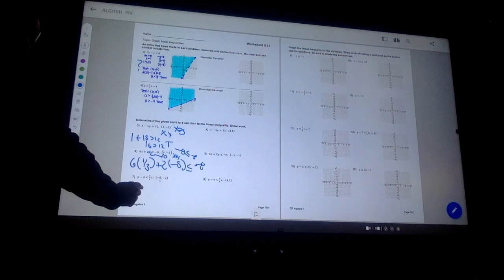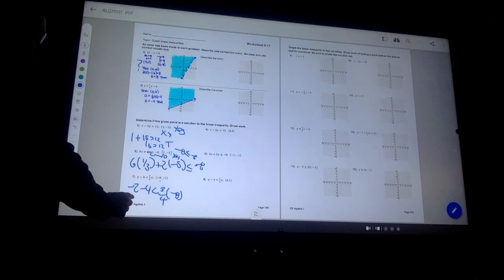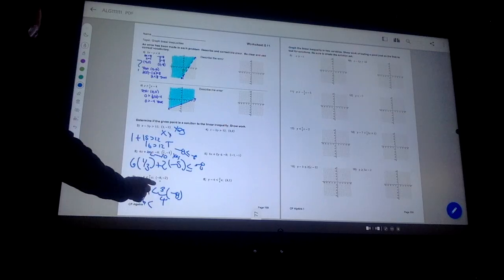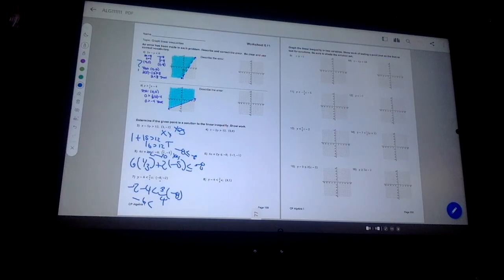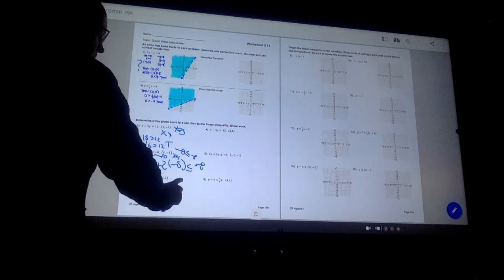This one, x and y value, let's plug them in. So I'm going to get -2 minus 4 is less than 3/4 of -8. So that's -6. Is -6 less than 3 times 8 is 24, so that's -24? Is -6 less than -24? No, that's not a solution.